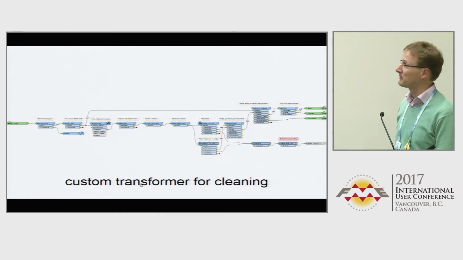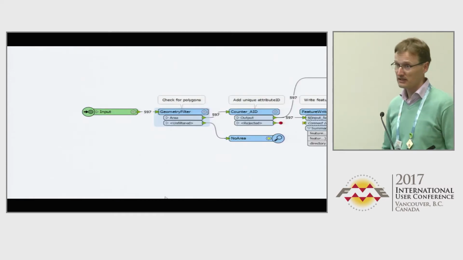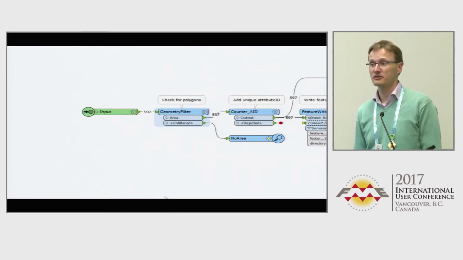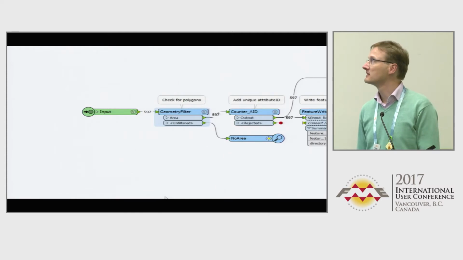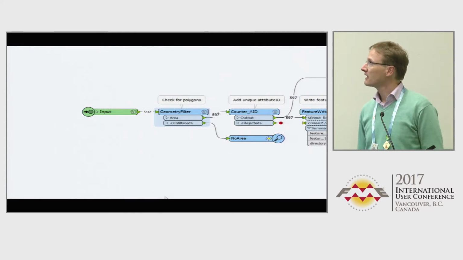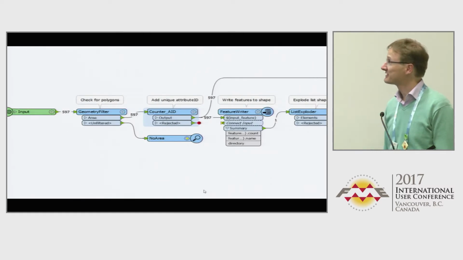And I'm going to explain it to you. First, the input, it's filtered. Only polygons are getting through. I'm doing nothing with the attributes. I'm only altering the geometry. So I'm putting a unique ID to it. And after that, I'm going to write it to a shape, the good old shape.